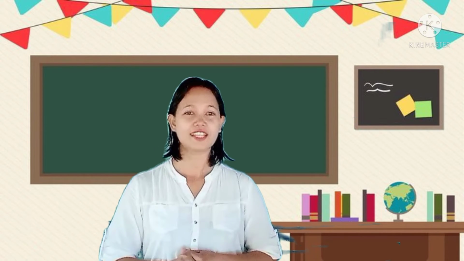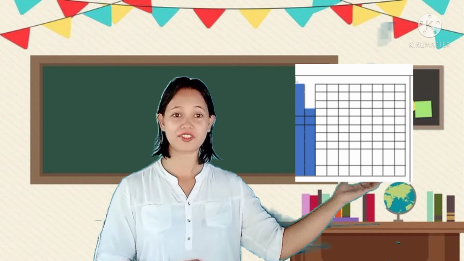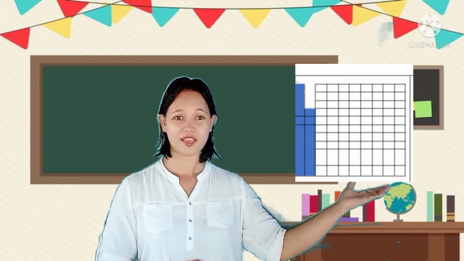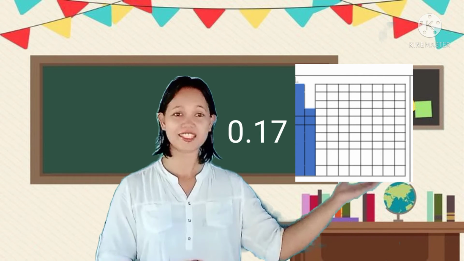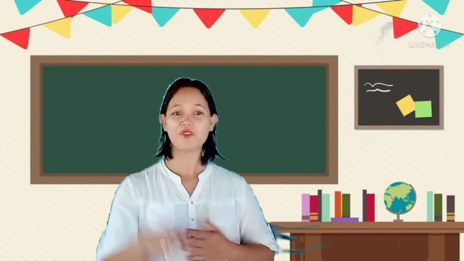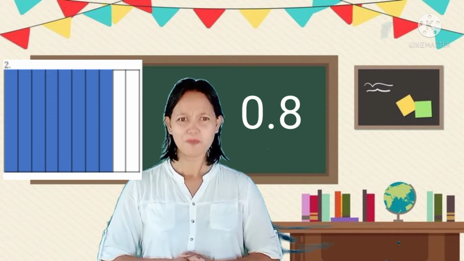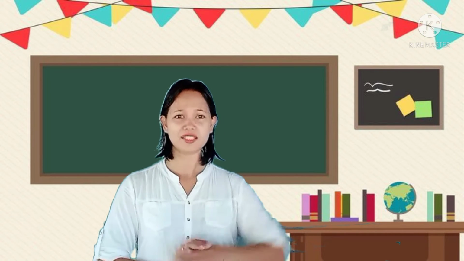Children, be ready for this lesson. But before that, try this first. Give a decimal for each shaded part. Number 1. What is your answer for this figure? 0.17. Is it right? Is that your answer? Very good. What about this figure? 0.8. Magaling, very good. And this figure?